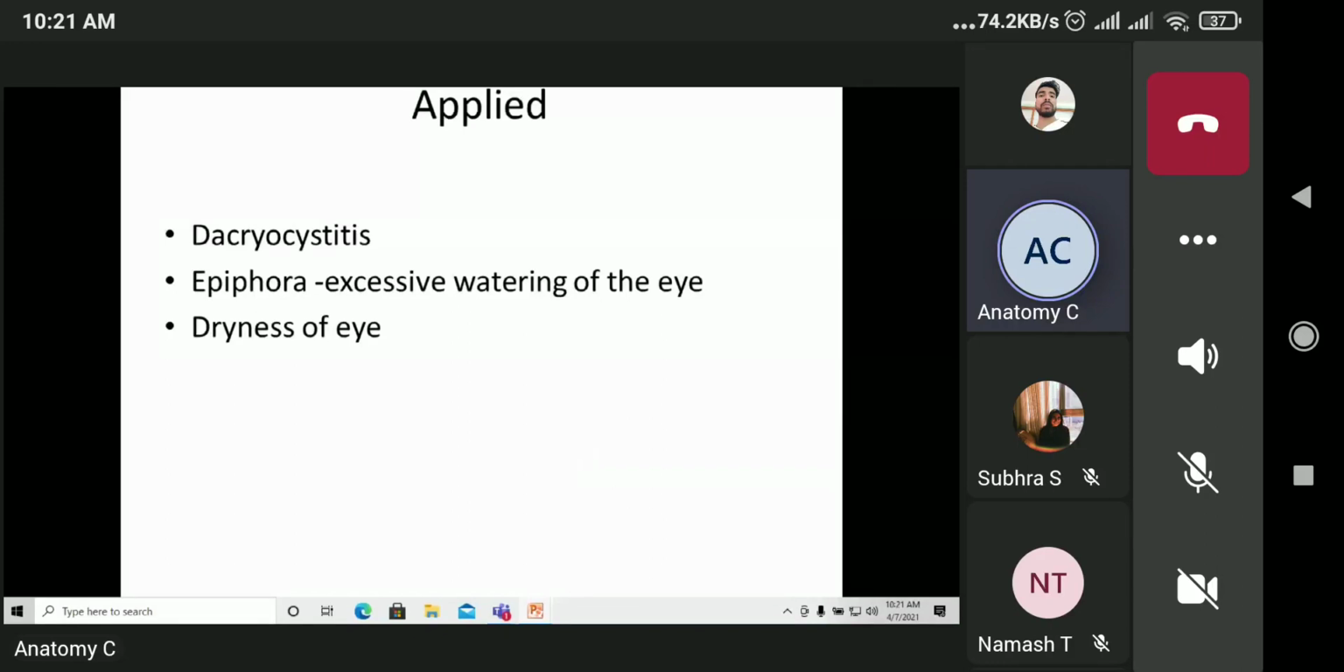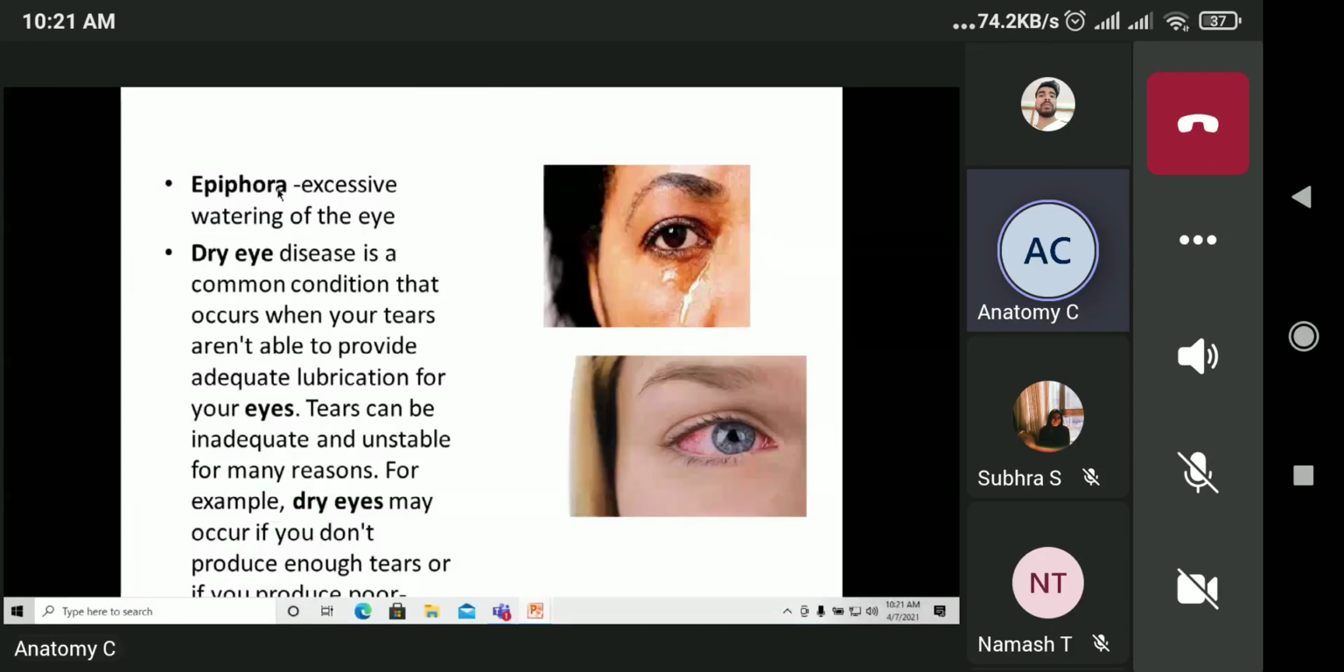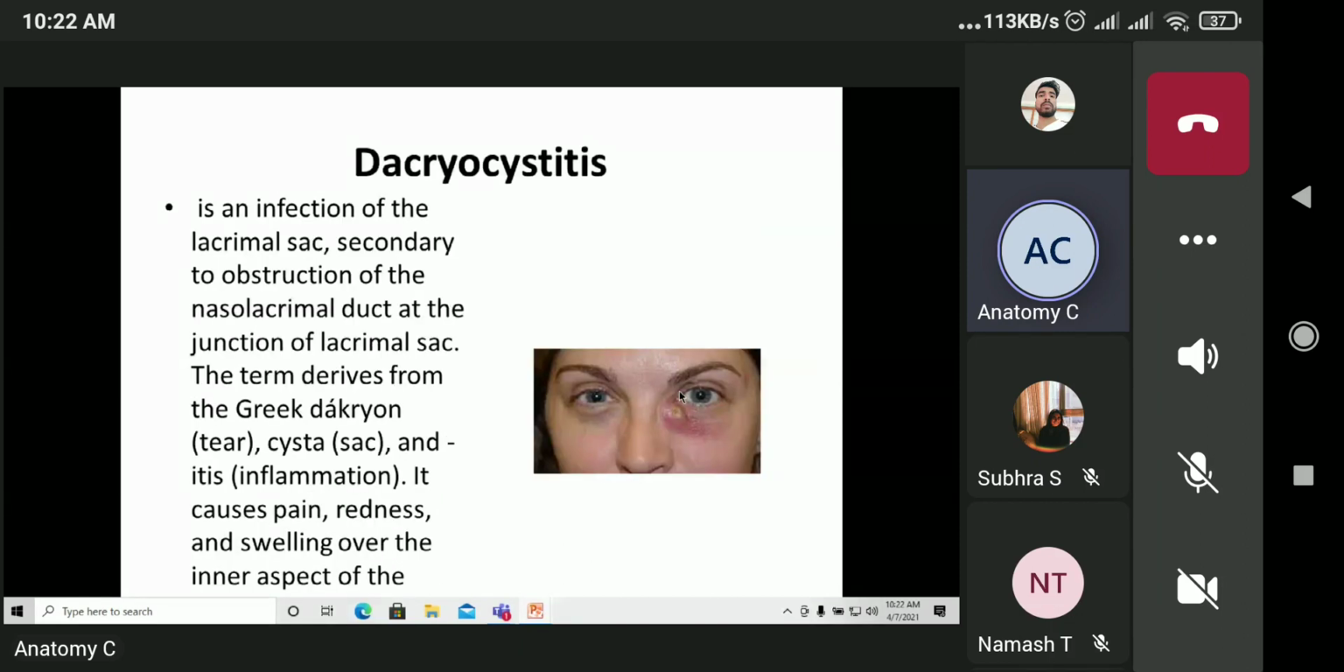So there are different applied aspects. Epiphora, what is that? That means excessive watering of the eye. And dry eye, where you can see a red eye because of the dryness. This is a common condition that occurs when your tears are not able to provide adequate lubrication for the eye. Tears can be inadequate and unstable for many reasons, so dry eye may be produced due to this. Just remember, epiphora means excessive watering of the eye, and dry eye is the condition if tears are not available in your eye.